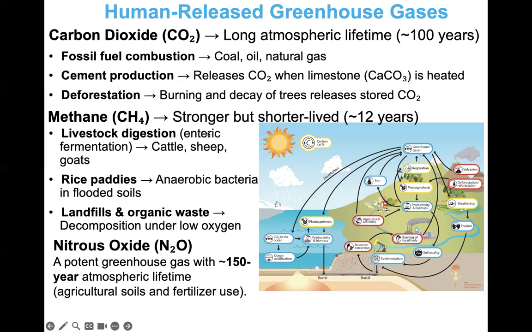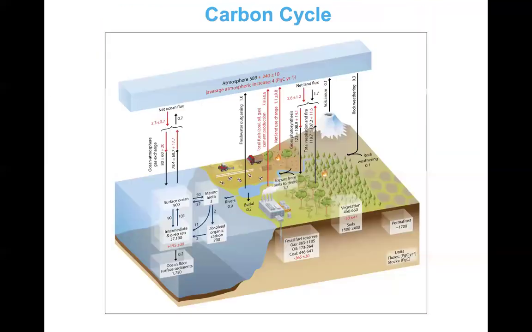Methane, same thing, is a stronger but short-lived greenhouse gas, but it's very, very strong. It traps the heat a lot. It comes from livestock digestion, rice paddies, and landfills. We have also nitrous oxide, which is also a greenhouse gas, emitted specifically by agricultural soils and fertilizers. So we are responsible for the global warming we have today.